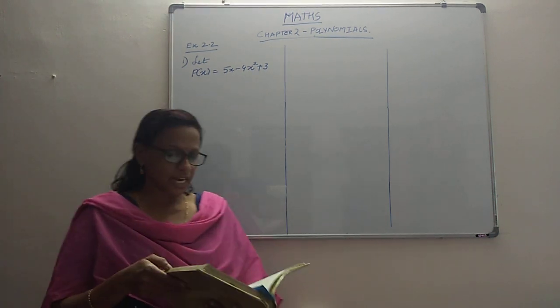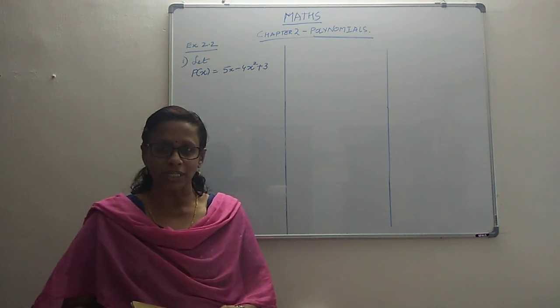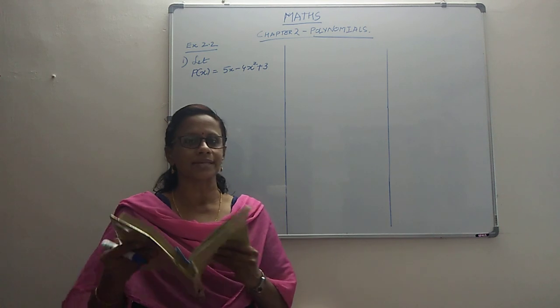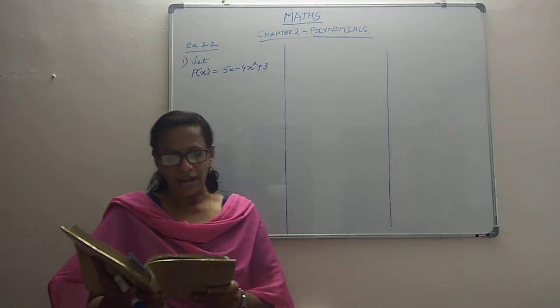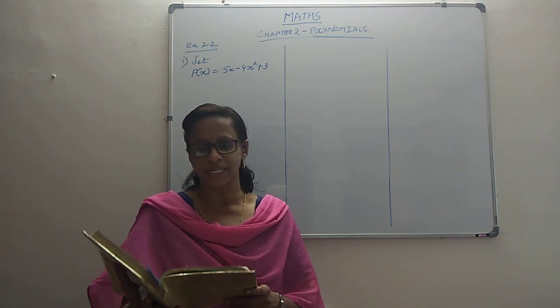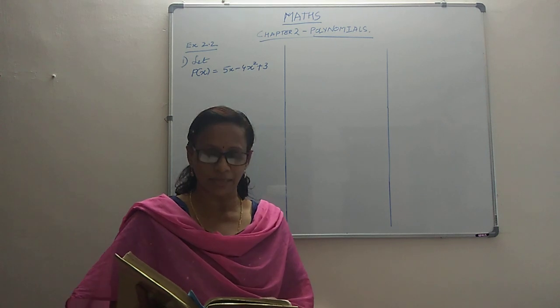Hi folks, we are starting with exercise 2.2 of the polynomials chapter. And we start right away with question number 1. Let's see what they say in question number 1. Find the value of the polynomial 5x minus 4x squared plus 3 at, and they give you subparts where the value of x has to be substituted.